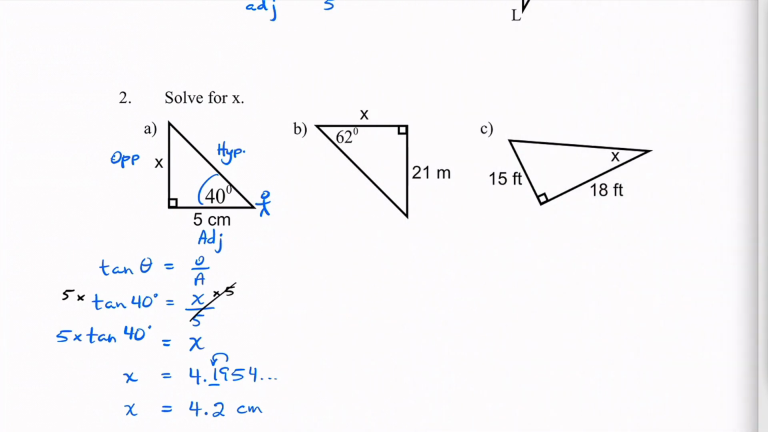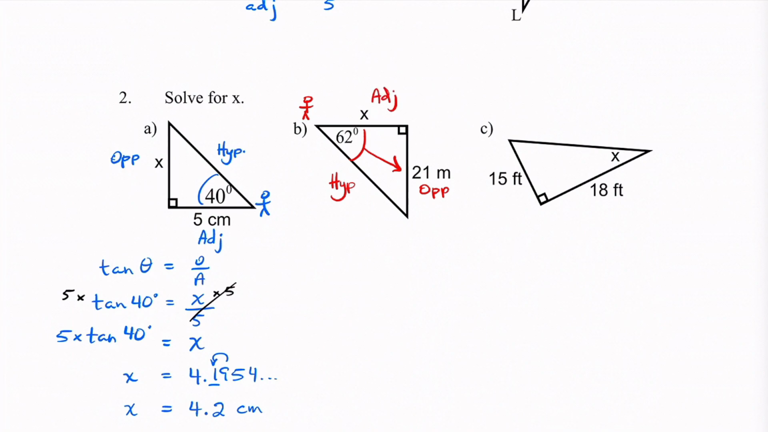Okay, next we're going to look at question B. Just going to move my calculator out of the way. So in B, we're going to start by labeling your angle. Always label your angle first. Then put our little guy. This is the longest side, so that's the hypotenuse. If I look all the way to the other side, that's on the opposite end, so that's opposite. And then this one has to be adjacent.